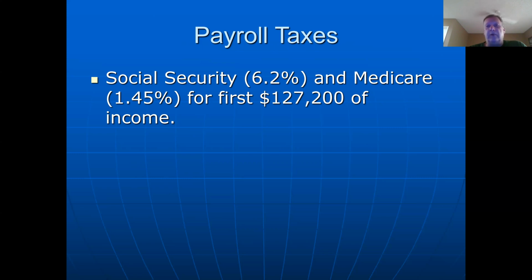Up through the first, it used to be $127,200 of income. Now that's been increased, and every year that keeps increasing. Now I think we're up over $130,000. But for that first $130,000 or so of income, they will hold out 6.2% for Social Security and 1.45% for Medicare.